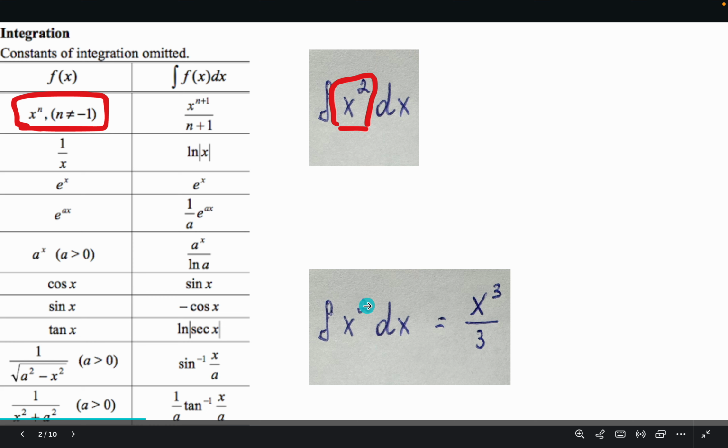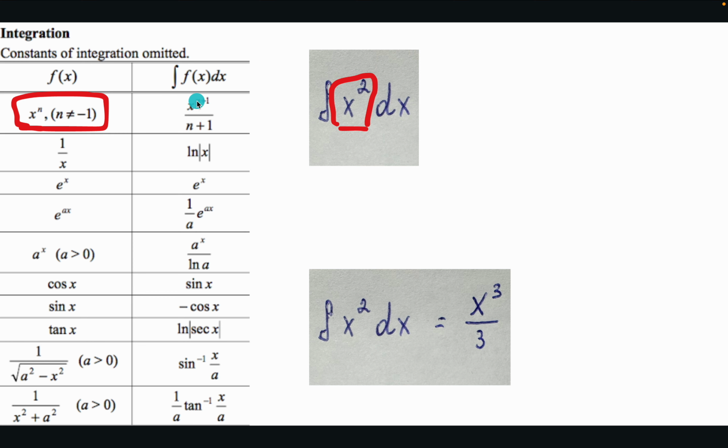We see it's 2 here, and for the formula it's the power plus 1. So the power plus 1 is 2 plus 1, it's 3. And at the bottom we divide by the power plus 1, which is again 3. And this is the answer.